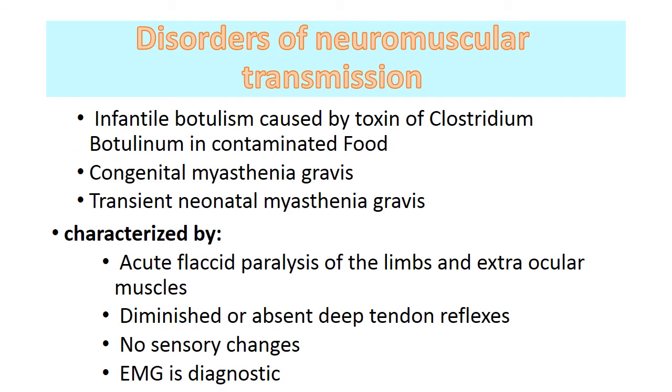Disorders of neuromuscular transmission that can present as Floppy infant syndrome are infantile botulism, congenital myasthenia gravis, and transient neonatal myasthenia gravis. These disorders are characterized by external ophthalmoplegia, diminished or absent deep tendon reflexes, and EMG is diagnostic. Infant botulism usually presents with an acute onset of descending flaccid paralysis.